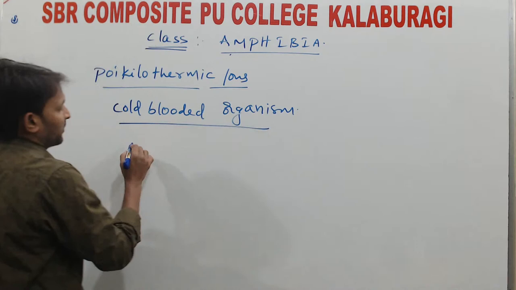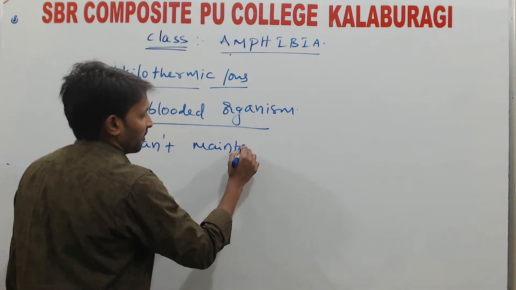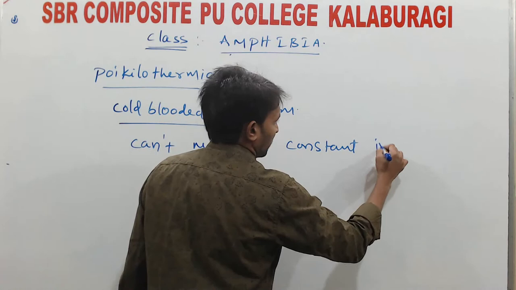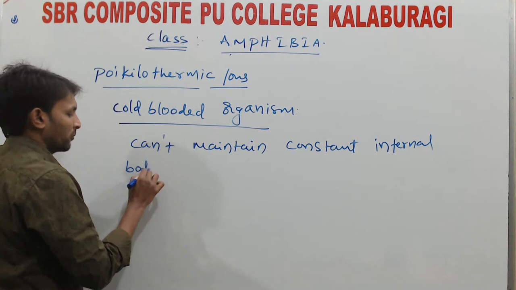Poikilothermic or cold-blooded organism means they cannot maintain constant internal body temperature.